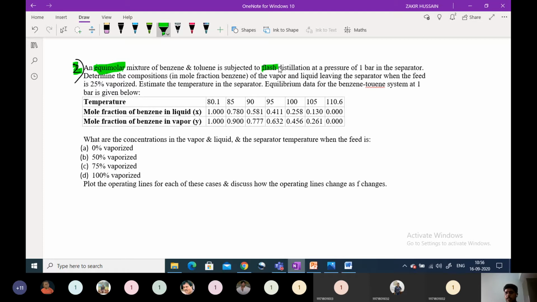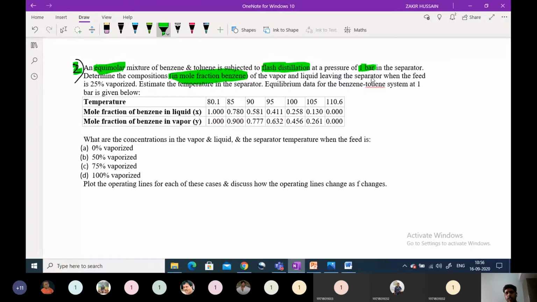So flash distillation, this is important. First we have to identify which type of distillation it is. So flash distillation at pressure 1 bar. So total pressure is equal to 1 bar in a separator. Determine the composition in mole fraction of benzene, the vapor benzene. So we can take the more volatile component as our benzene of the vapor and liquid leaving the separator.